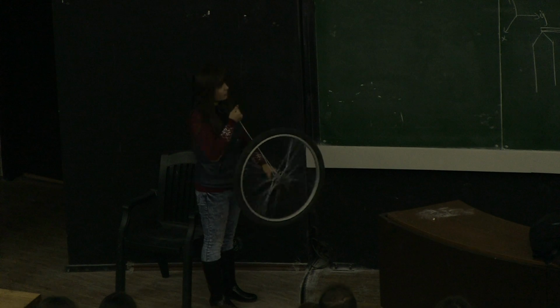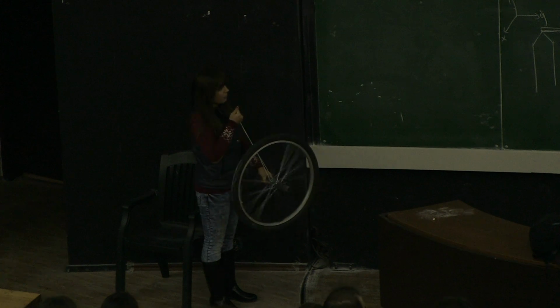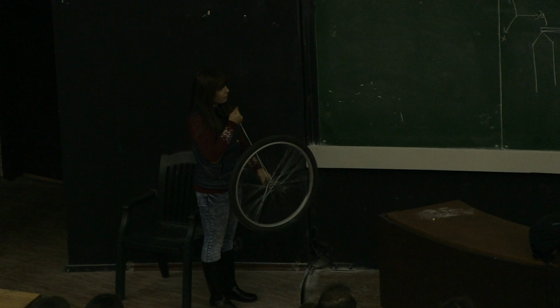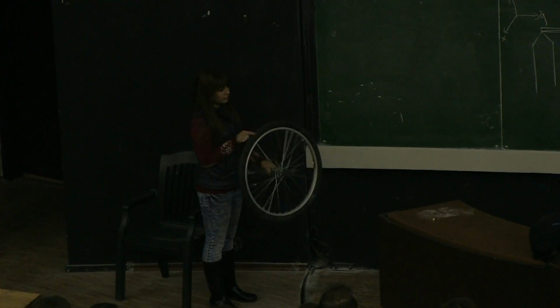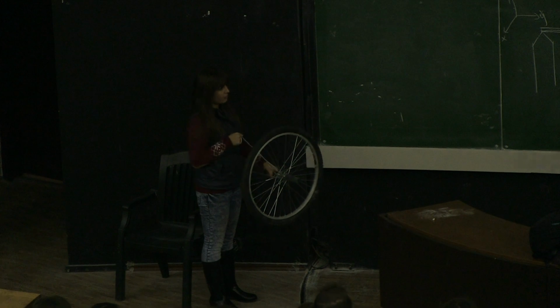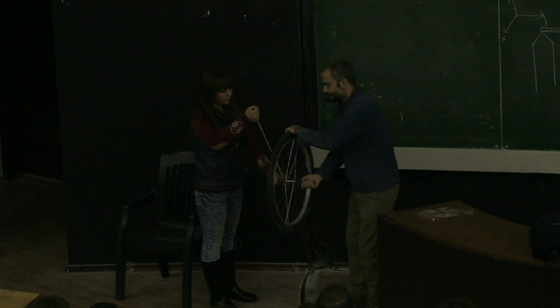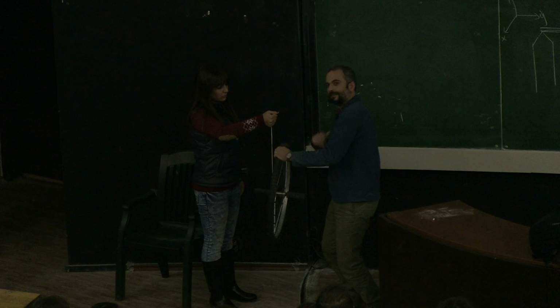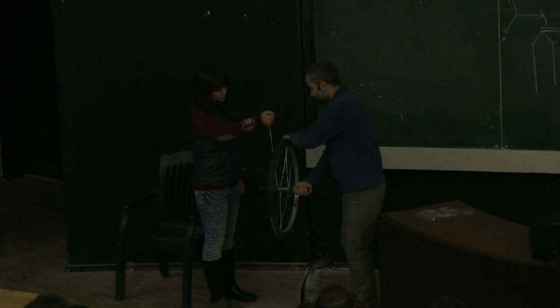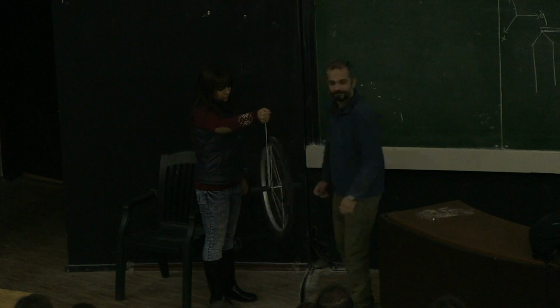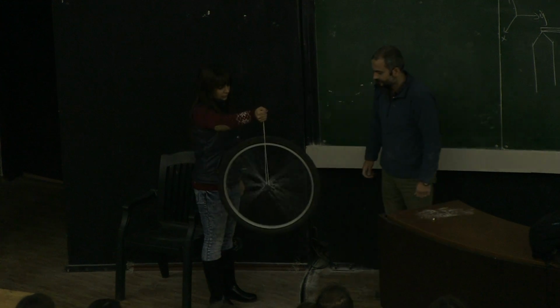R cross F. R cross F is correct. So it is rotating like this. The angular velocity is in this direction. It should rotate like this. No? Yes. It's correct.